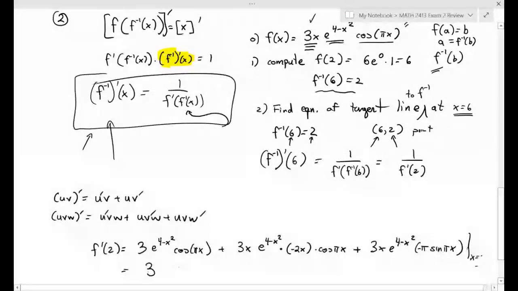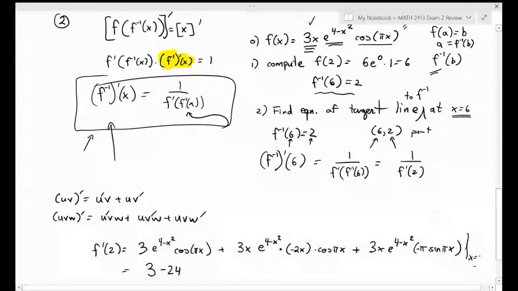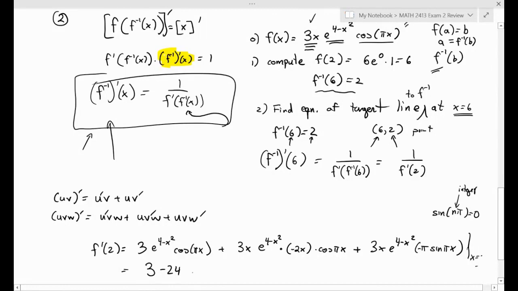So that's 3. It's going to be, what is that? 1, 1, that's 6 and negative 4. I have it written down, but it's 6, 0. This would be 0 because sine of any integer multiple of pi is 0, right? Sine of any integer multiple of pi is always 0. So that just goes away. So we get negative 21. Okay.